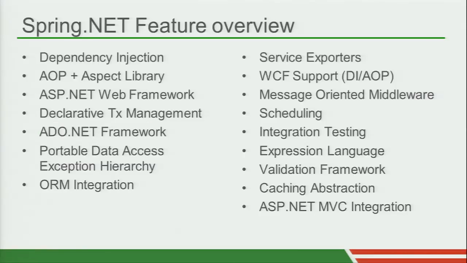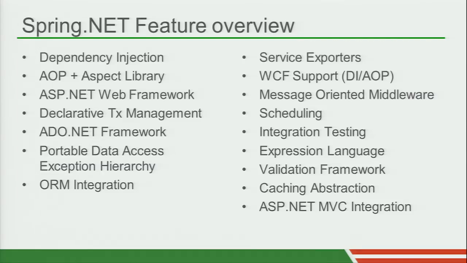So let's do a feature tour. Let's take a look at some of what we've got here. The Spring.NET framework is very comprehensive. At its core, we offer things like dependency injection. We have aspect-oriented programming, as well as a library of a number of out-of-the-box aspects available to you to use in your solutions. We have an ASP.NET Web framework. This works with ASP.NET Web Forms as well as MVC.